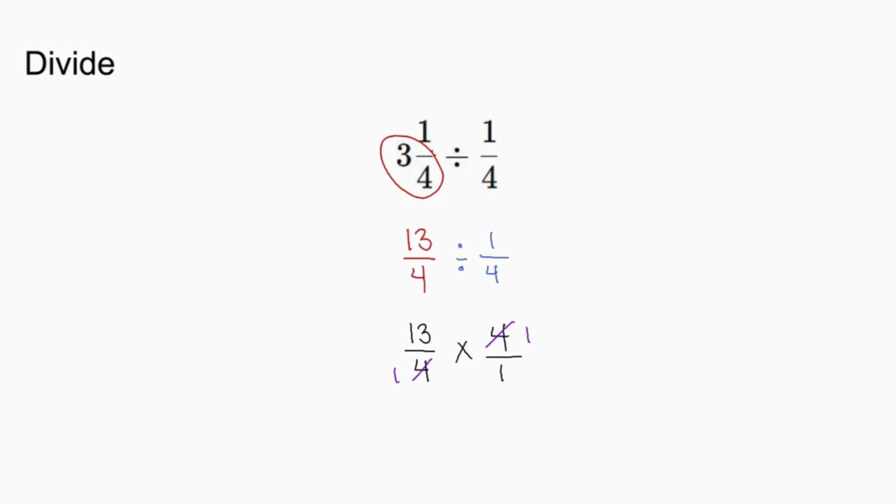So when multiplying fractions, multiply straight across the numerator and straight across the denominator. 13 times 1 is 13. 1 times 1 is 1. And 13 divided by 1 is easy. It's just 13. And that's going to be our final answer.